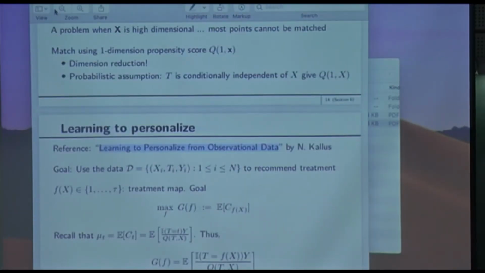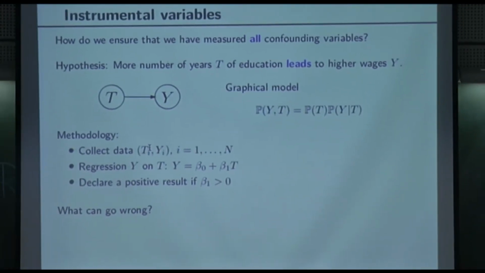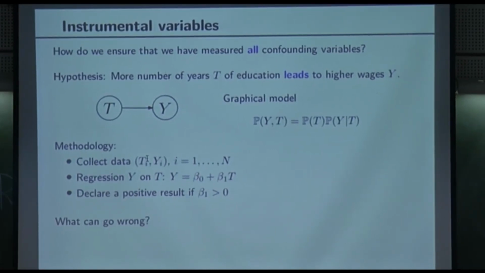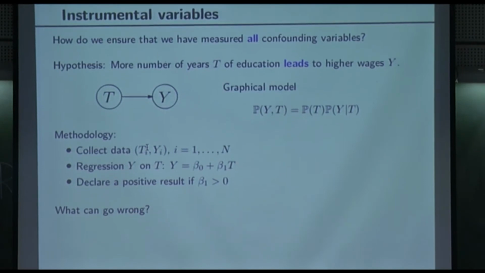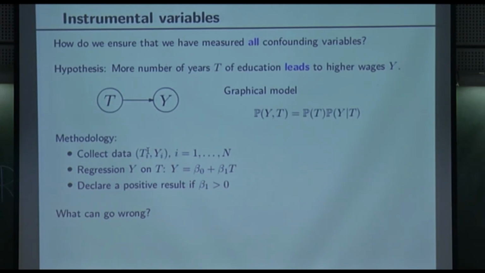Okay, so that's that. The other area that's become very interesting is this area of instrumental variables. Instrumental variables are a very important technique in causal analysis, and I just want you to know a little bit more about how this technique can be used. The basic idea behind instrumental variables is to see how we ensure that we have measured all confounding variables. If I know all confounding variables, that means that if I measure them, then the treatment is conditionally independent of the outcome.